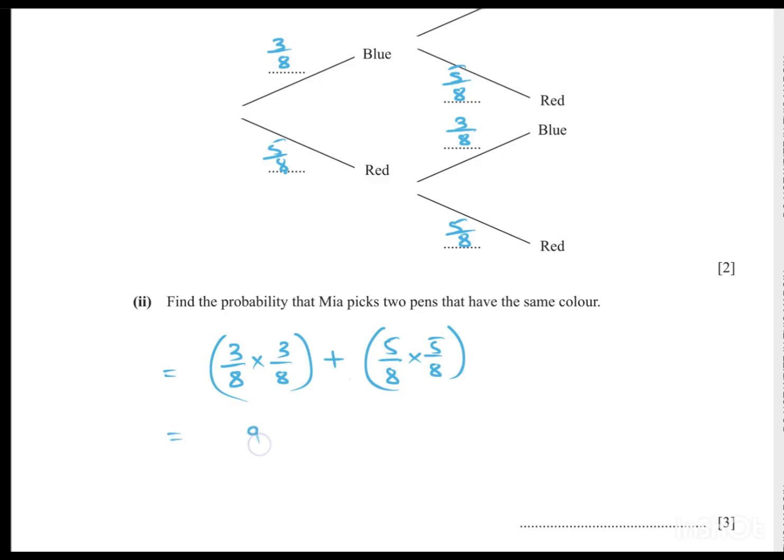So this will be 9 by 64 plus 25 by 64. So 9 plus 25 will be 34 by 64. Simplify: 17 by 32 you will get if I divide by 2. So 17 by 32 is the probability.